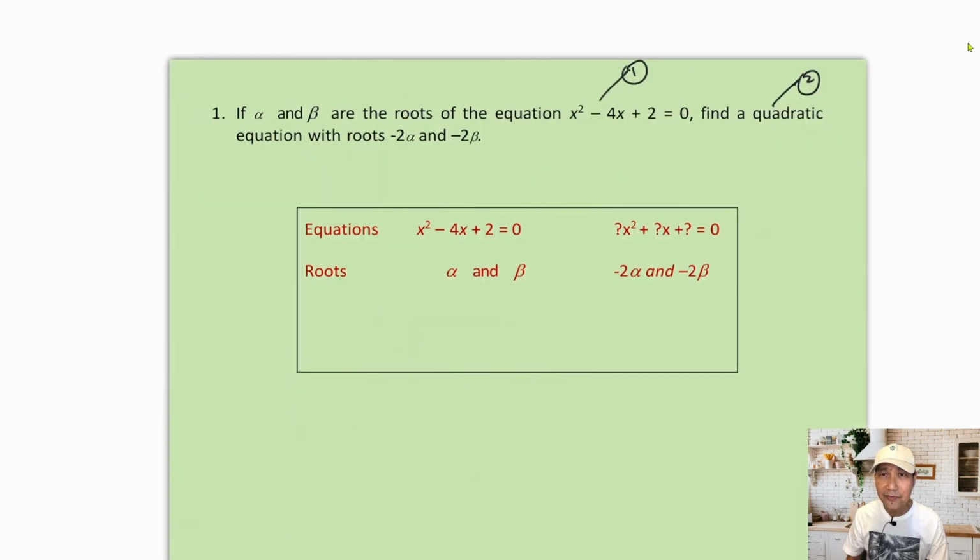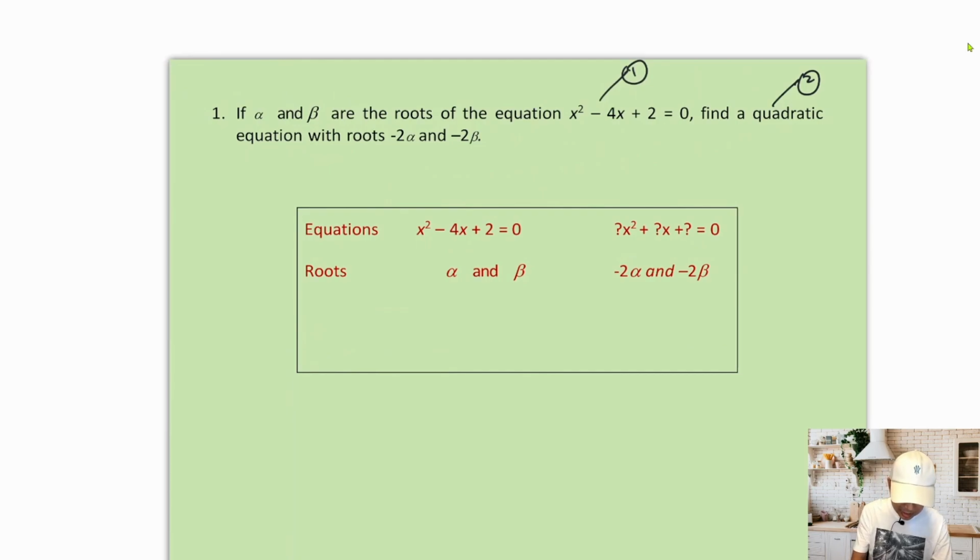Today I prepared 4 examples to do. All of them involve the sum and the product of roots. Okay, let's see question 1. If alpha and beta are the roots of the equation, okay, there is an equation. I refer to this as equation 1, as there are two equations in this example, so that's why I need to refer to them as equation 1 and equation 2.